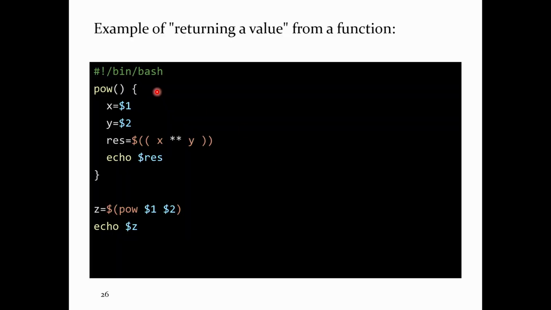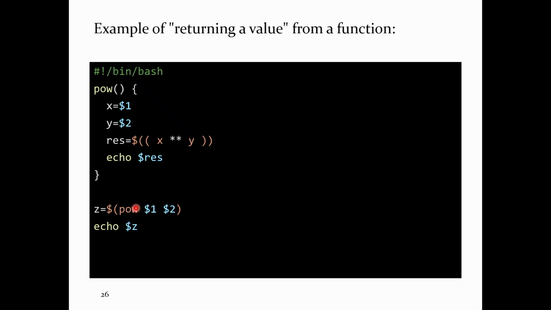So here's the pow function written in bash. pow is going to compute x raised to the power y, so the function is going to expect 2 parameters. The result is just x star star y, because that's the power operator in bash, inside $(( )), because this is an arithmetic substitution. And then you echo the result to standard output.